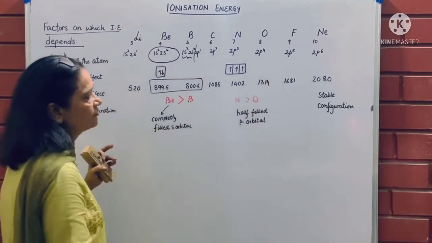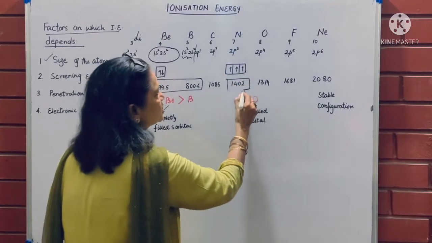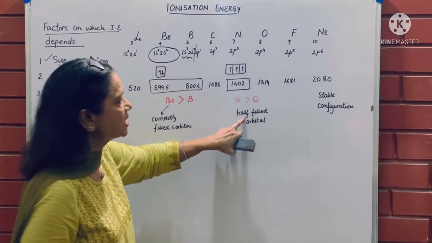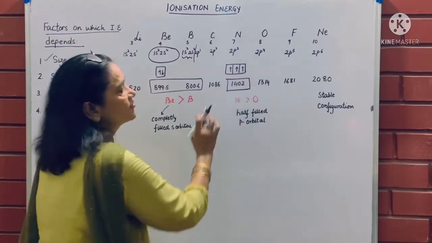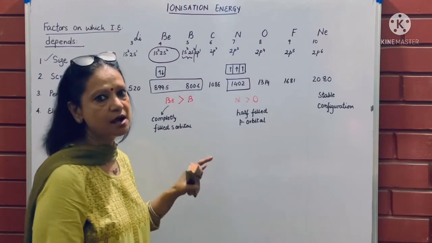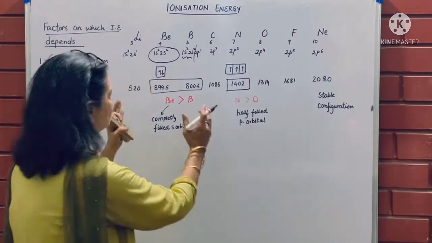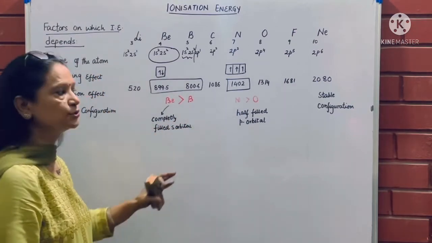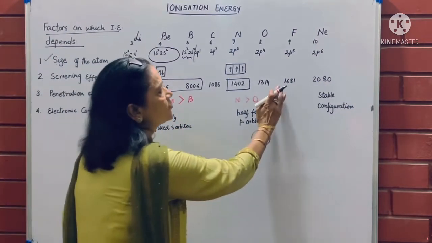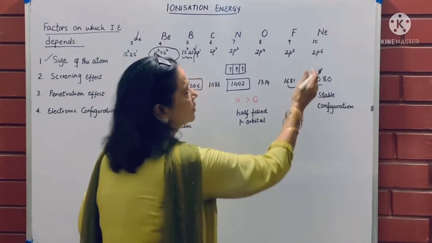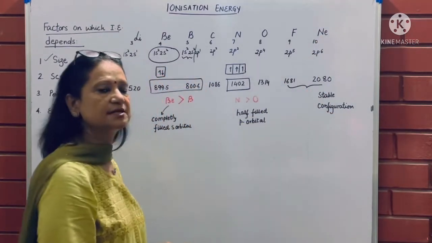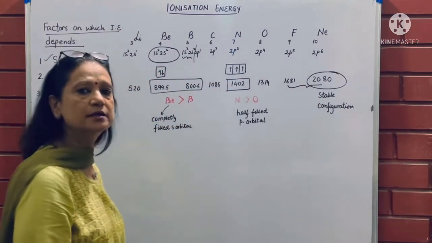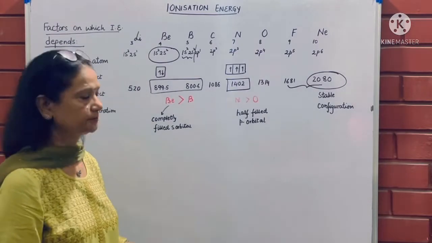Then again the same trend follows, but here again there is a change. This is higher than this one, because nitrogen has a half-filled p orbital, so it is difficult to take out an electron from a half-filled p orbital. So we check the electronic configuration as well, and then decide. Now see, from here to here there is a large difference, because all inert gases have a stable configuration, so a very large amount of energy will be required to pull out an electron.